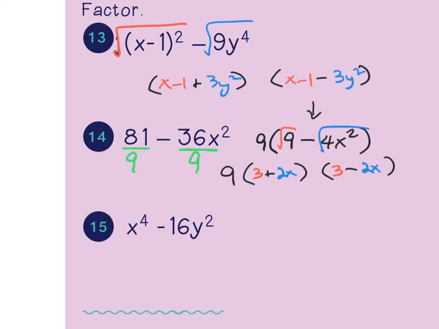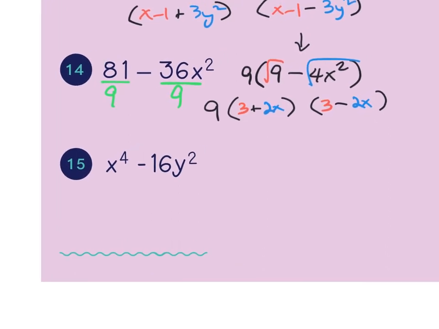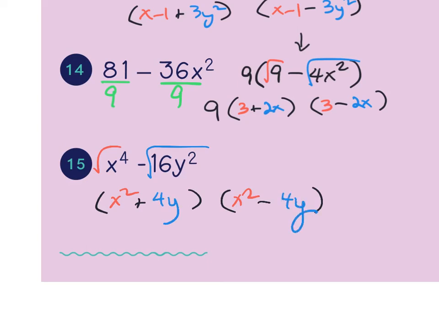Next one. Difference of two squares. No GCF to pull out. Set up your binomials. Square root this, x squared, plus sign, minus sign, square root the 16y squared, and you're done. I can't take this one any further because it's not a y squared.